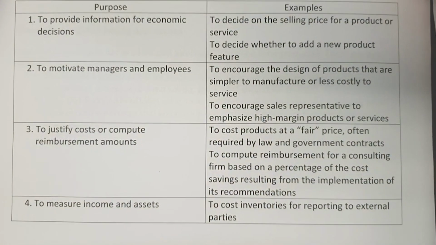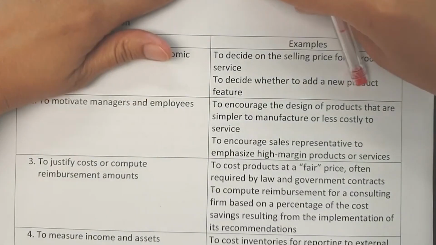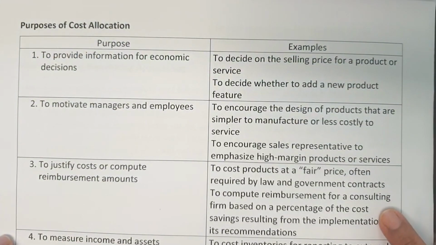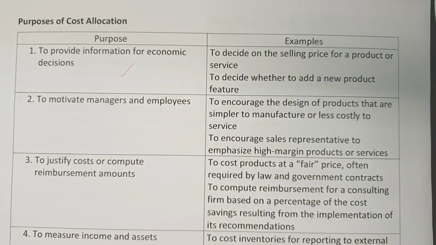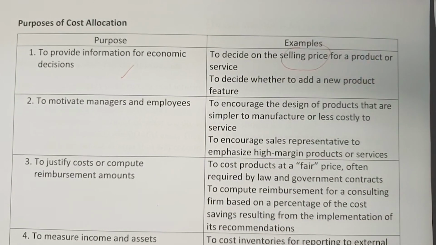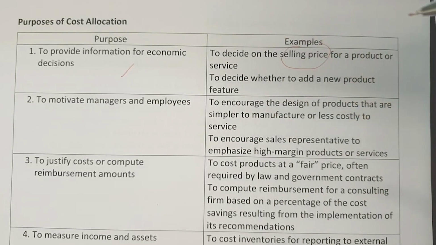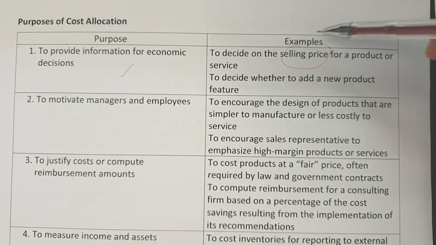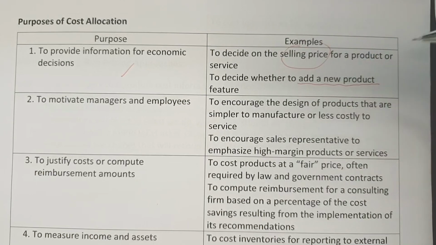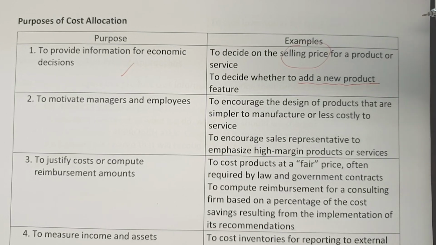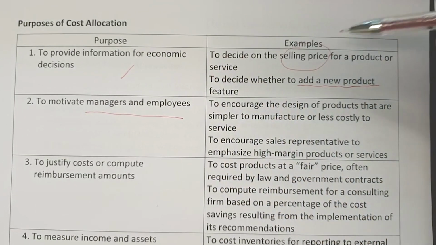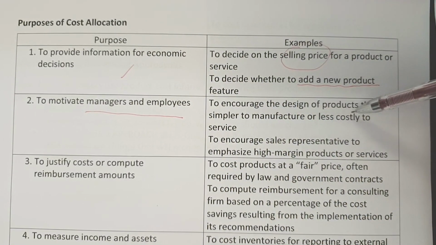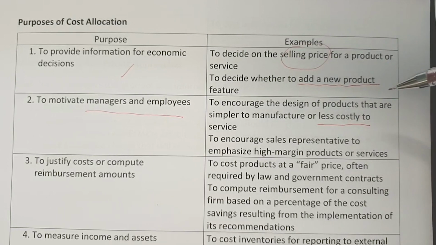And here is basically the purpose of cost allocation, why companies have to do the cost allocation process, because they want to provide information for economic decisions to decide on the selling price. We want to set the selling price. So that's why we need to do this cost allocation correctly. To decide whether to add new product features, for example, we want to add new characteristics, new special features to the product. To motivate managers and employees, in the sense that we want to encourage the design of products that are simpler to manufacture or less costly to service.